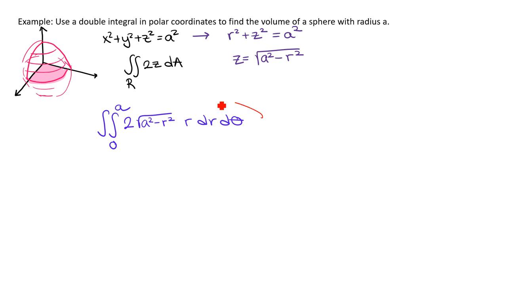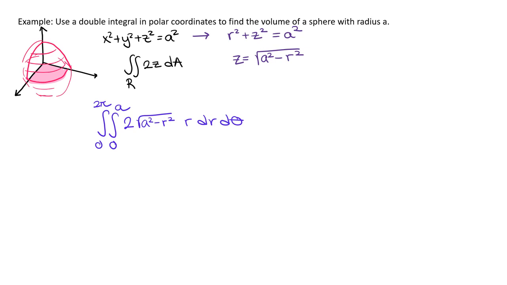My dA is the r dr d theta, and then I'm going to fill in my bounds of integration. So the region that I'm integrating over is technically a circle with a radius of a. So my r values go from 0 to that radius a. And if we're going all the way around this circle, my theta values go from 0 to 2 pi. So there's the integral we're going to try to solve.